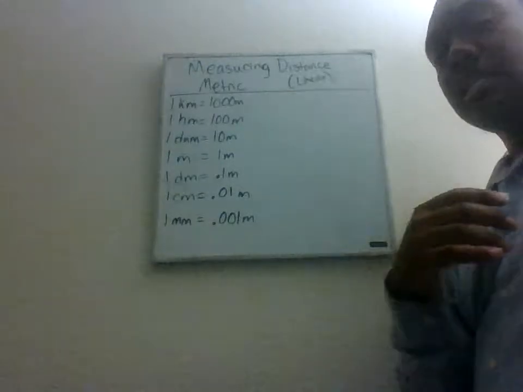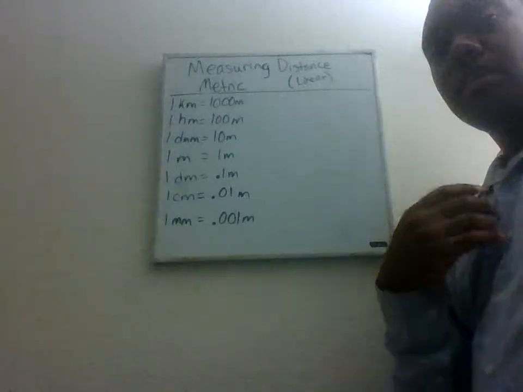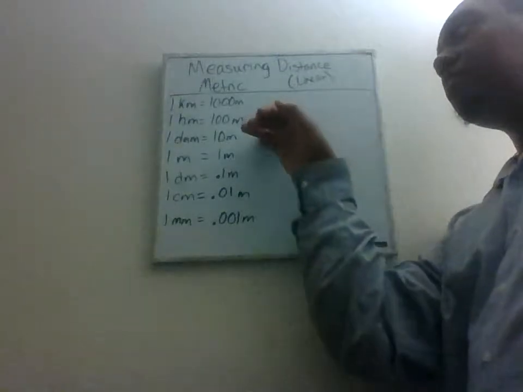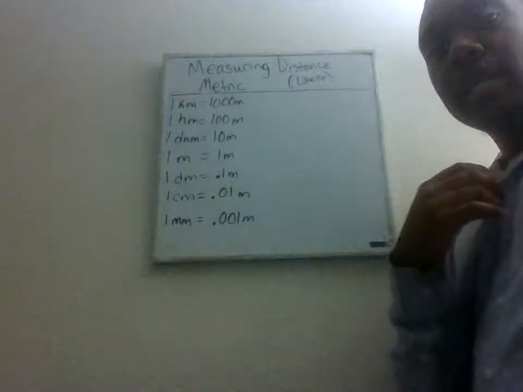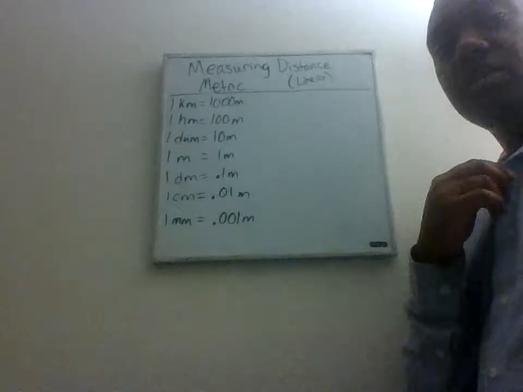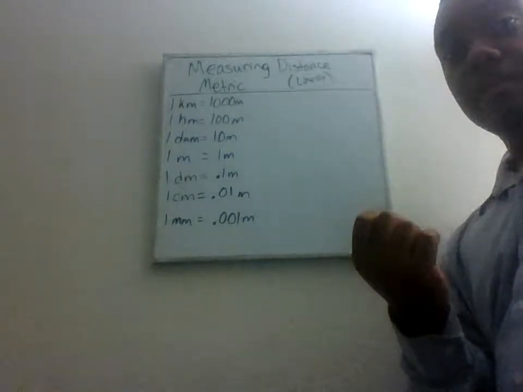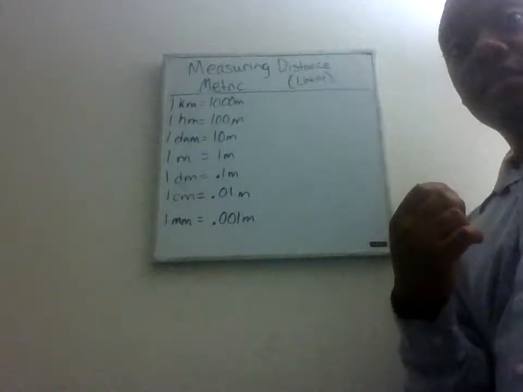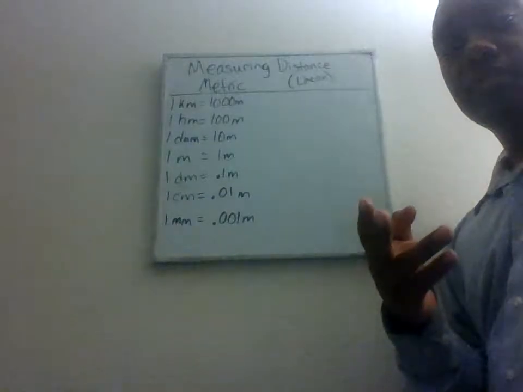We move up, we get decameters. Deca sounds like decade, so 10. So it'll be 10 meters. 1 decameter is 10 meters. Move up again, we get one hectometer. A hectometer is 100 meters. We go up from there. The most common one is 1 kilometer. A kilometer is 1,000 meters.